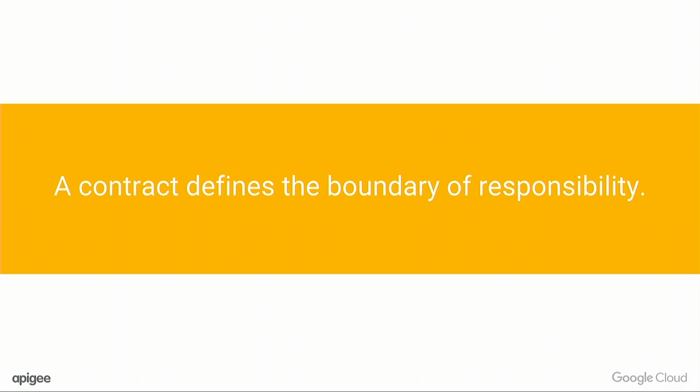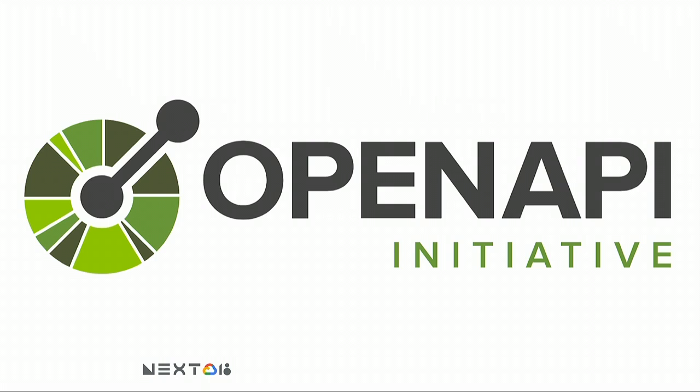A contract defines the boundary of responsibility. And they're great because this formal agreement lets the client and the server teams understand the expected behaviors so that I know what to expect back when I ask in this way. There have been other contracts around for a long time. I've already mentioned WSDL and WADL.